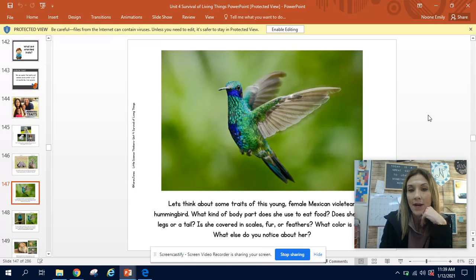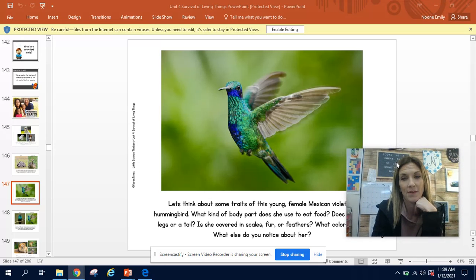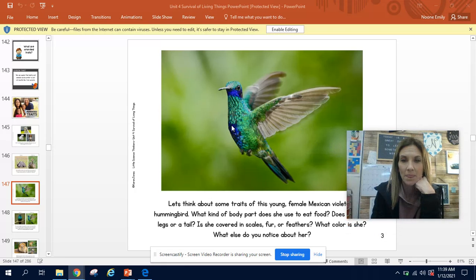Let's think about some traits of this young female hummingbird. Look at what this hummingbird looks like. What kind of body part does she use to eat food? Does she use her legs or a tail? Is she covered in scales, fur, feathers? What color is she? What else do you notice about her? So what are her traits? I see her coloring. She's kind of green and blue. She's small. She's got wings and feathers and a little beak. Those are some of her traits.